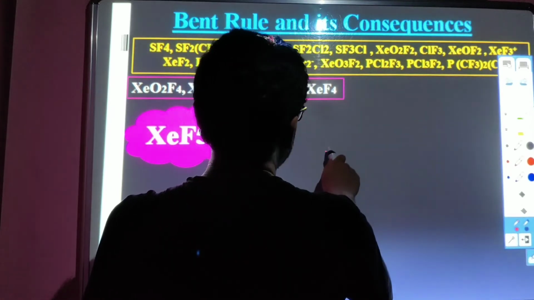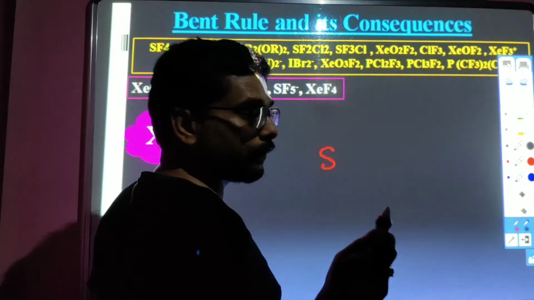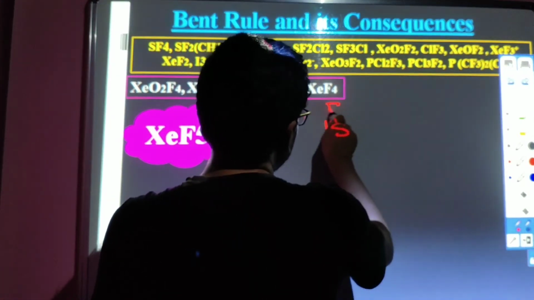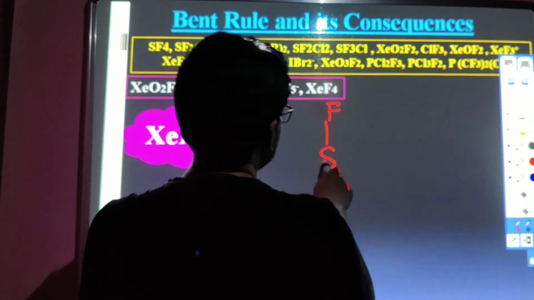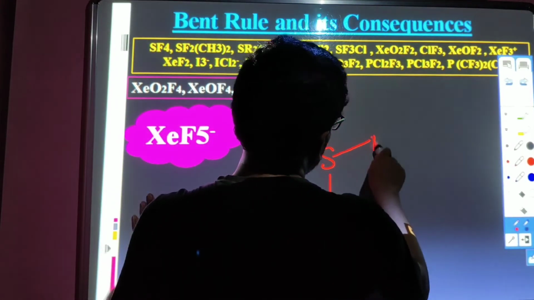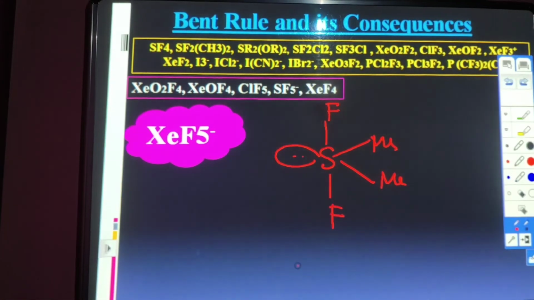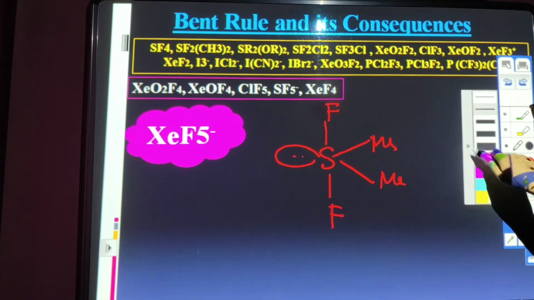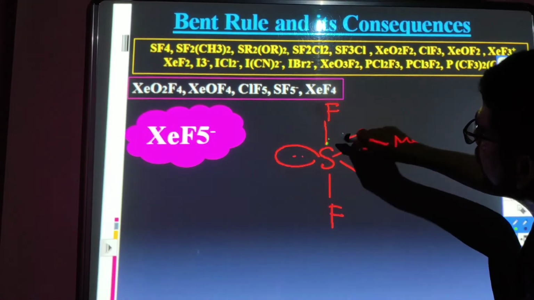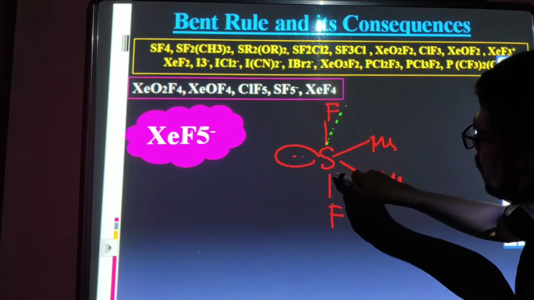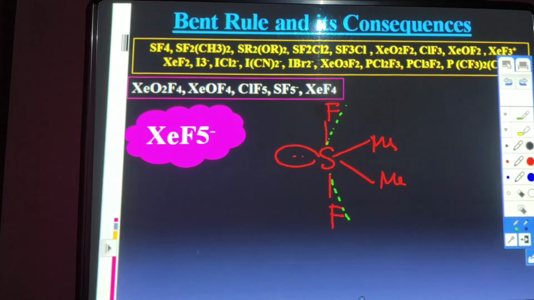SF2(CH3)2. First put S. One lone pair will be there. F is the most electronegative element, so it goes in axial positions, the lone pair and the methyl groups in equatorial positions. Okay, done. There will be slight distortions in bond angle, and the shape will be like a seesaw or K shape, right?